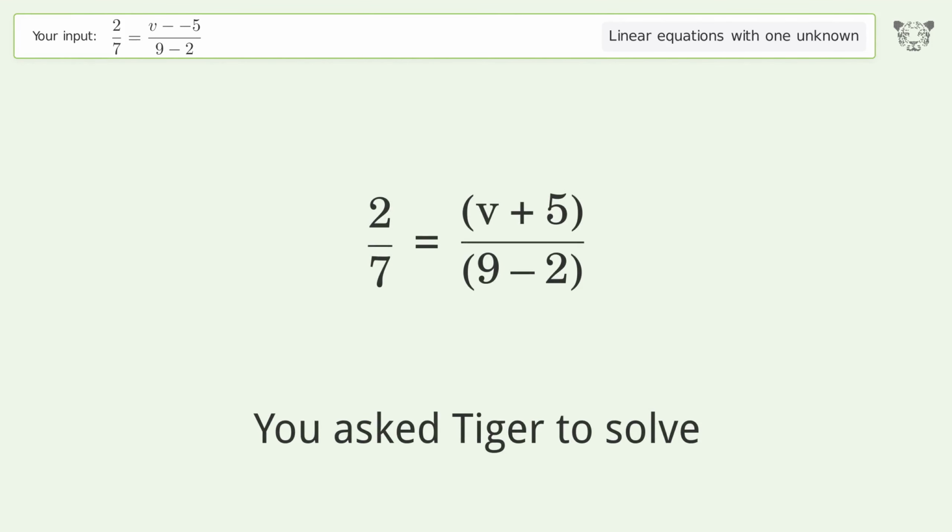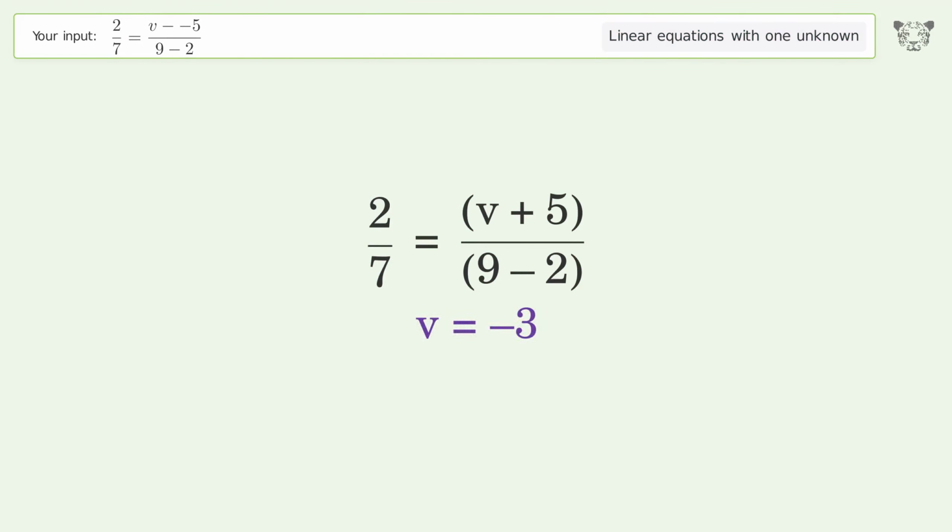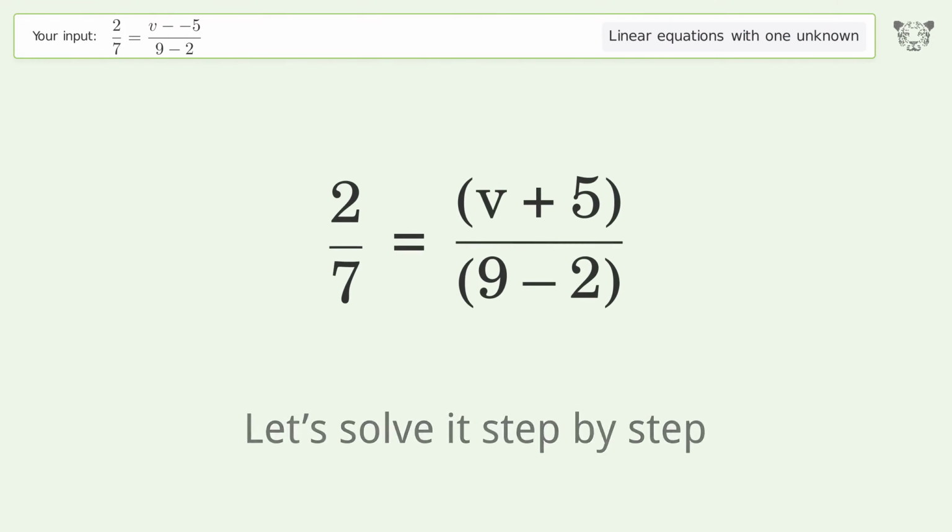You ask Tiger to solve. This deals with linear equations with one unknown. The final result is v equals -3. Let's solve it step by step.